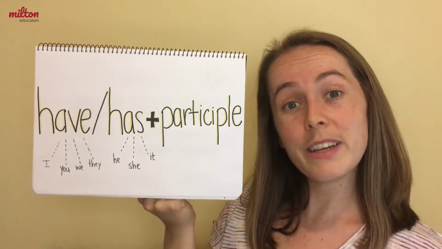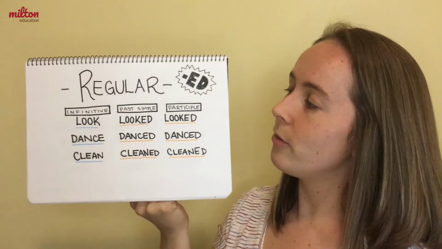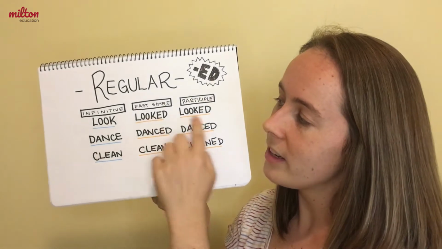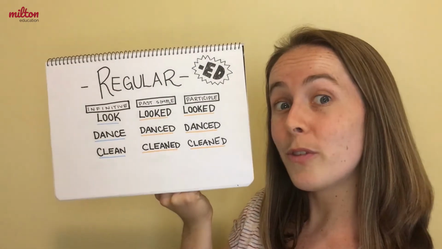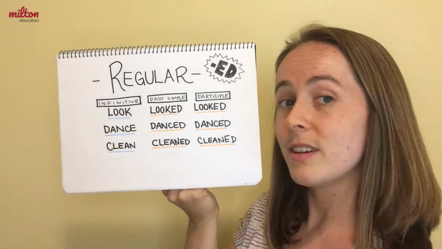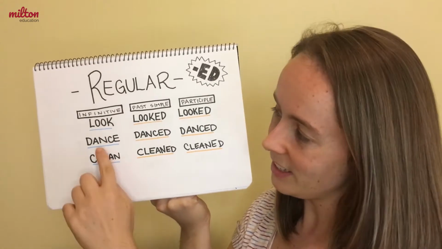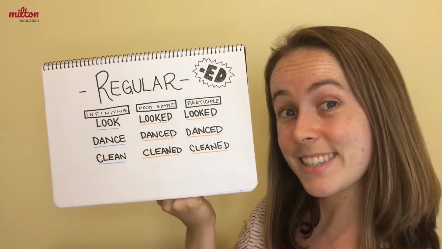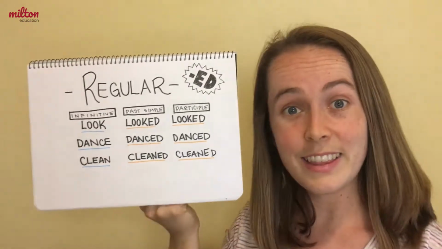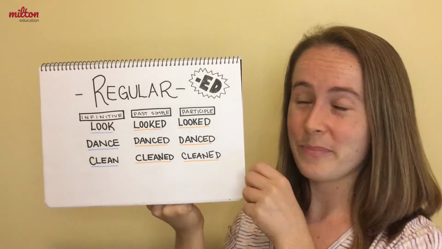Now, for regular verbs, it's pretty simple. In regular verbs, the past simple and the participle are the same, and we form it by just adding ed to the infinitive. So, like in look, looked, looked. Dance, danced, danced. Clean, cleaned, cleaned. These are regular verbs, and they are the easiest to remember.